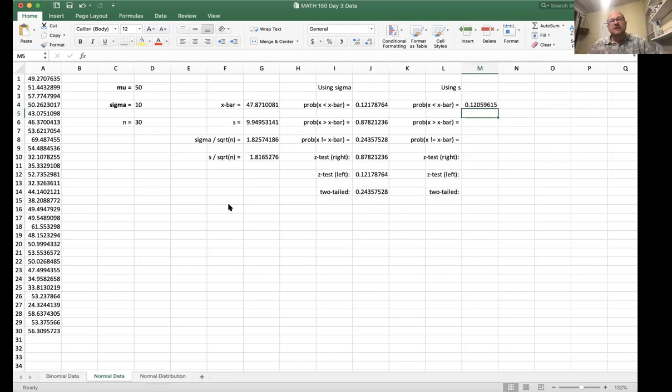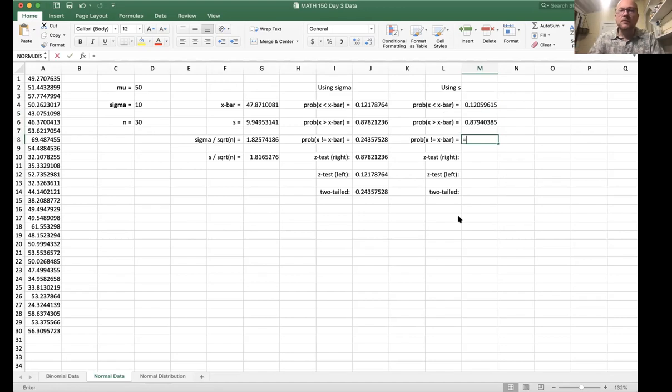But there may be cases in which you just don't actually know what sigma is, and you have to be happy with using S. The rule of thumb is that's generally okay to do as long as the n is 30 or more. There's certain other cases where you can do it even with small n values, but you have to know more. All right, so how did we get the probability that x was greater than x bar? That was just equals 1 minus the probability that it was less, right?